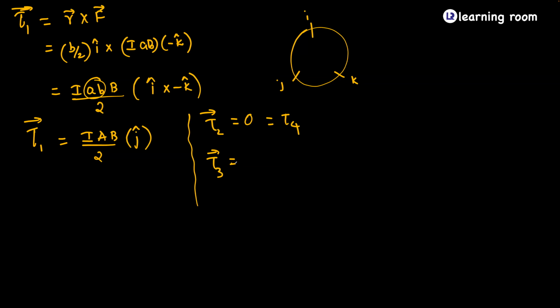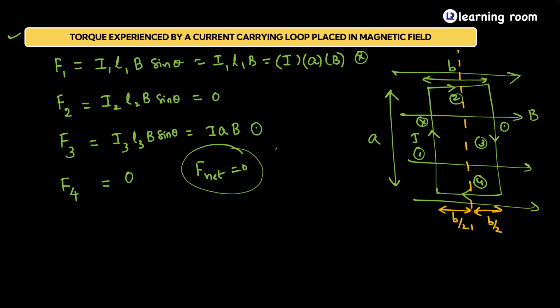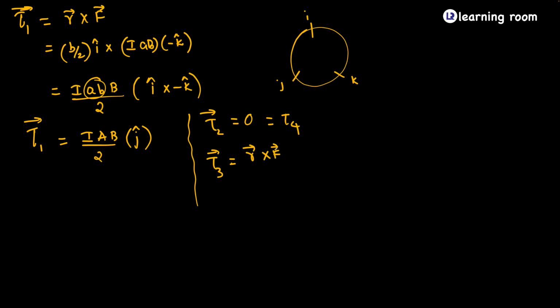Then why are we discussing this topic? There should be a non-zero torque, no? So that's where the tricky part is. Listen to this. Here it is going to be r vector cross f vector. Observe how I'm writing this r vector: r vector is b by 2 times minus I cap, so b by 2 times minus I cap cross what is going to be the force vector.